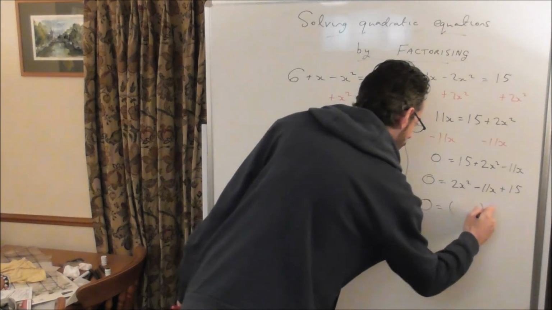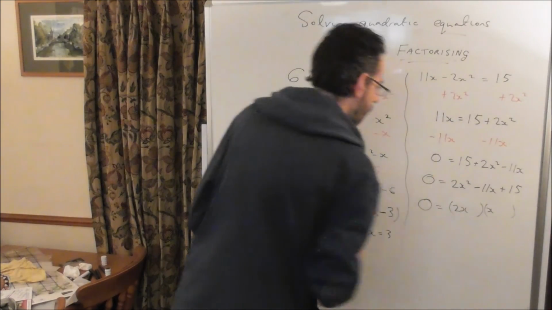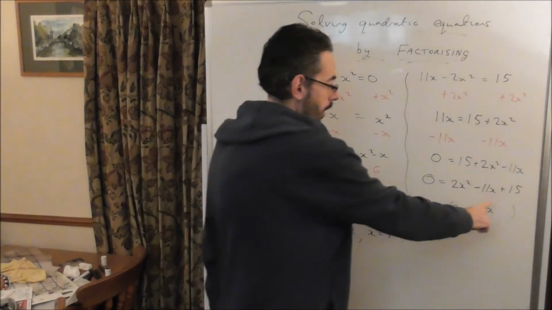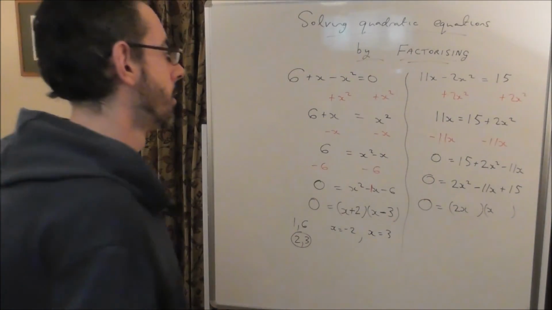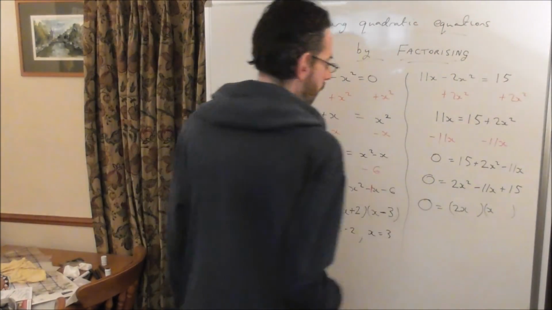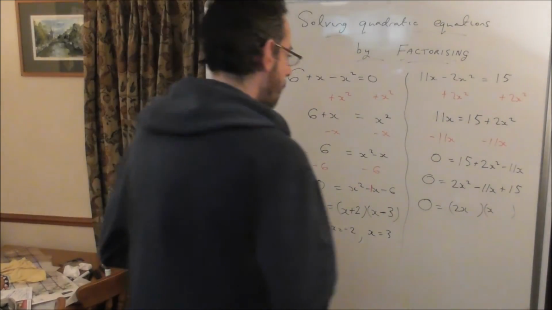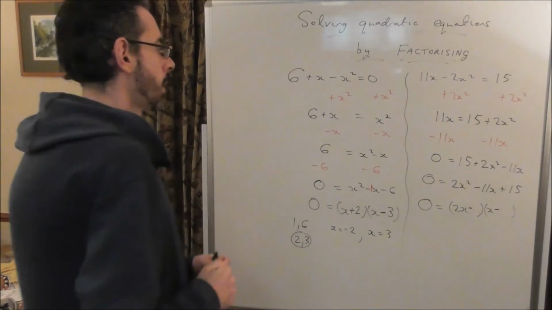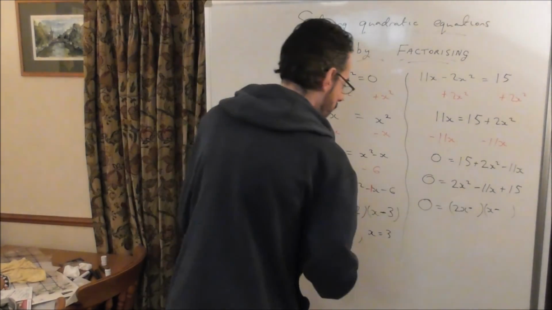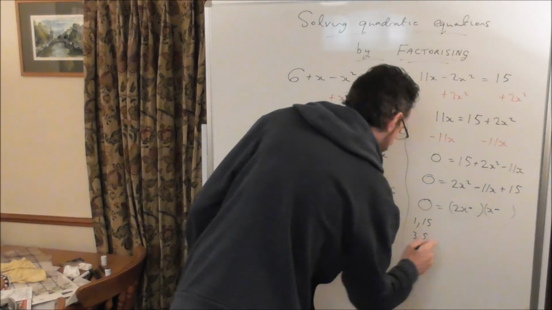So it goes to a double bracket. We need 2x and x in the brackets. 2x times x is 2x squared. The numbers in the brackets are going to have the same signs because they need to have a product of positive 15. But because we've got minus 11x here, that tells us that both numbers must be negative. So because we know they're both negative, I'll just put the signs in straight away. And pairs of numbers with a product of 15 are 1 and 15, or 3 and 5.